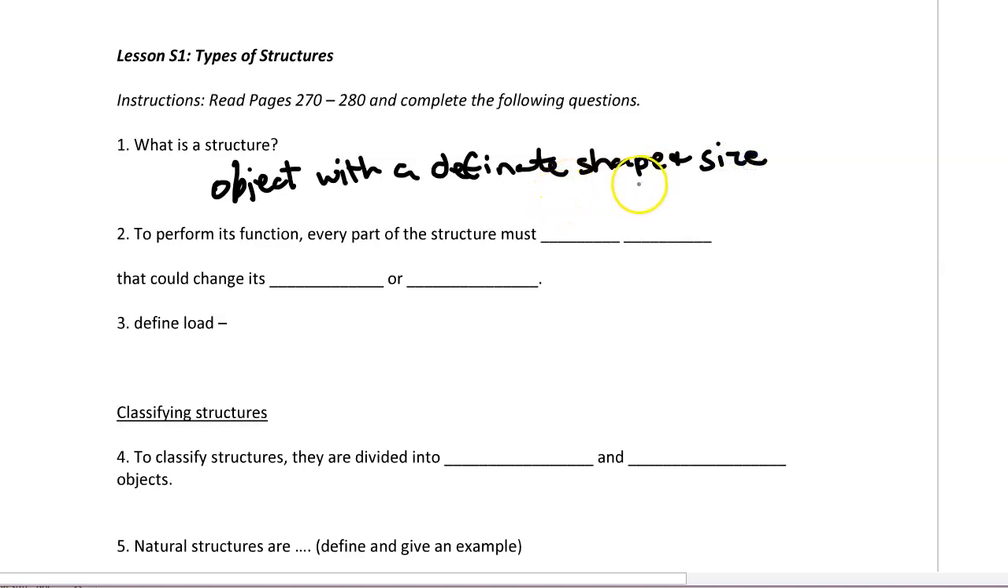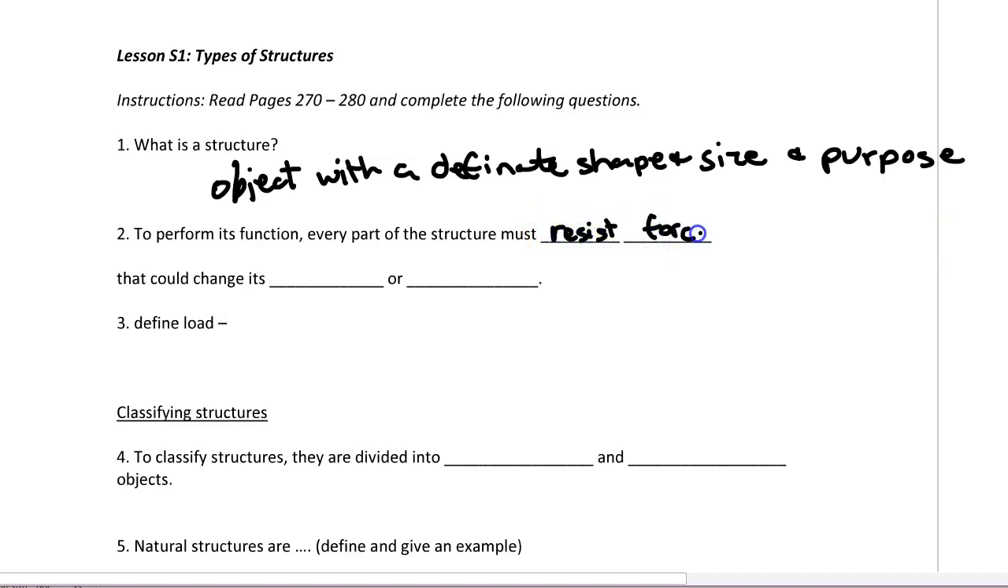And now if they have a definite shape and size, that means they are a solid. But there's another thing here, and that is also a definite purpose. So definite shape, size, and purpose. So it's a solid object with a definite purpose. Now, to perform its function, every part of the structure must resist force.